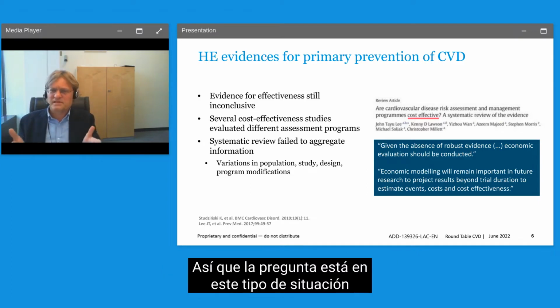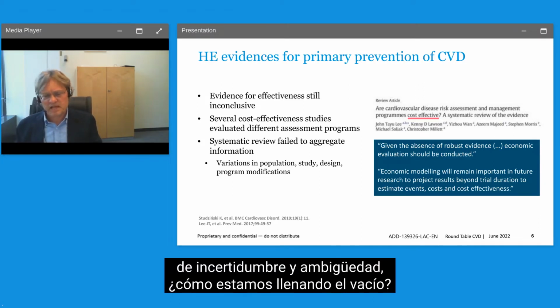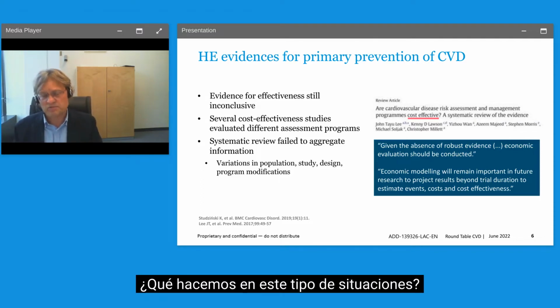So the question is, in this kind of situation of uncertainty and ambiguity, how are we filling the gap? What do we do in such a situation? Well, we build a model, right?